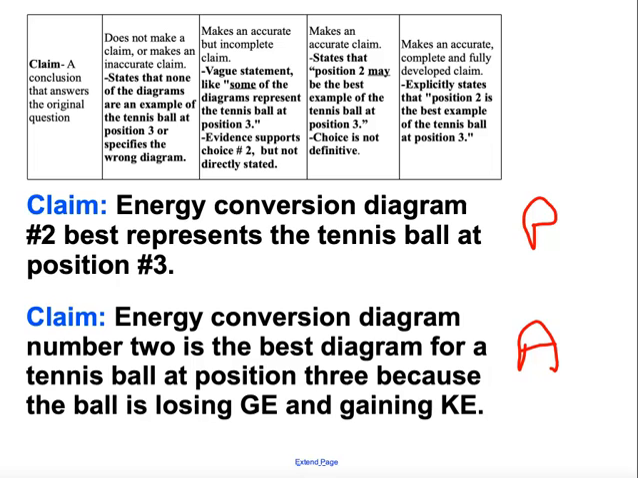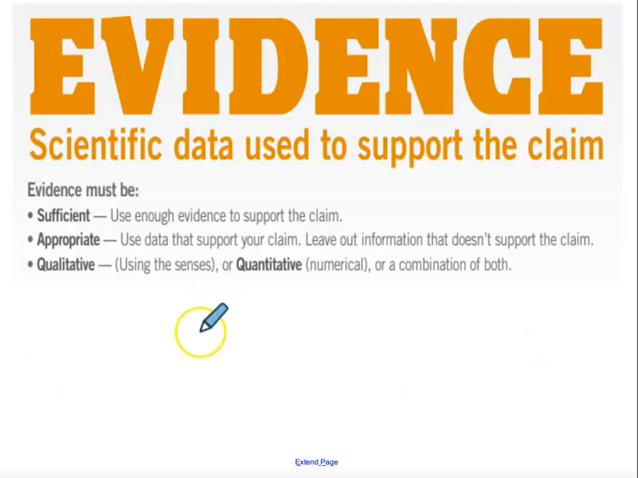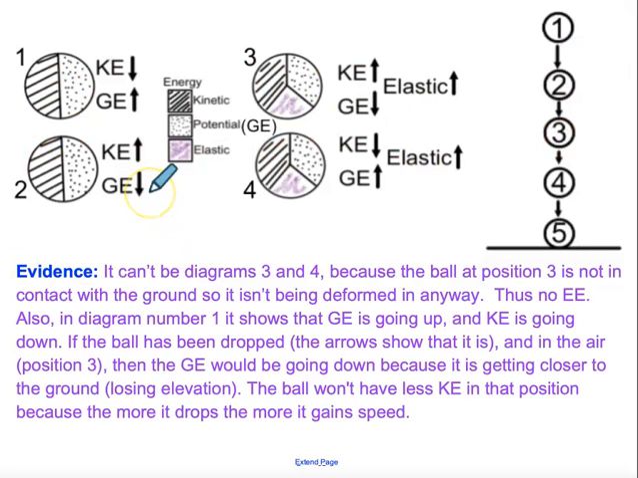Now, let's take a look at our evidence. Evidence, we have to start taking a look at things that support the claim. So if we take a look at the claim, what evidence can we take from here that supports it? So we've already decided this is the one. So somewhere in here we should be saying that KE is increasing.